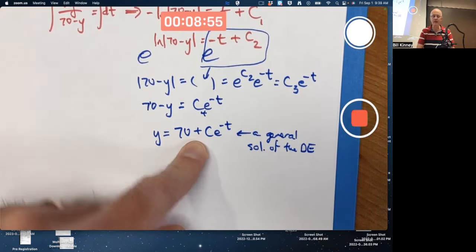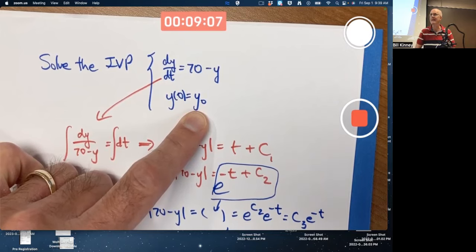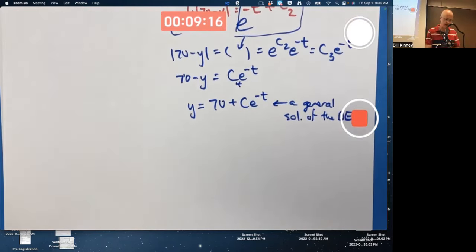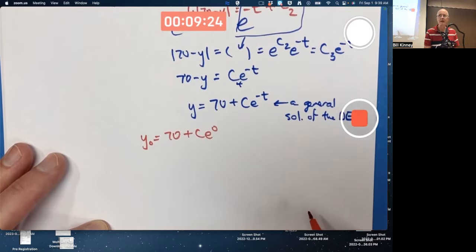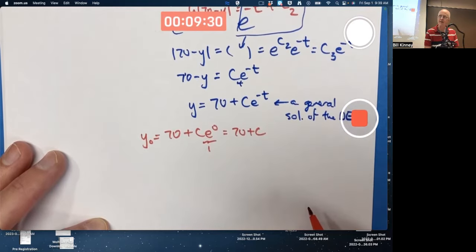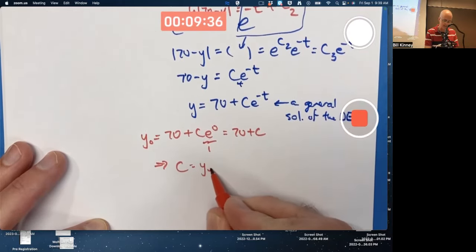C is arbitrary. But when I have a specific initial condition, and I'm pretending y naught is a specific number, it's in my head, I'm saying to myself, it's a specific number, then C is going to be something specific in terms of y naught, and that's one solution. So you find C in terms of y naught by replacing t with 0. Here, C does not equal y naught itself, like it did last time. C, if you write the general solution in that form, equals y naught minus 70.